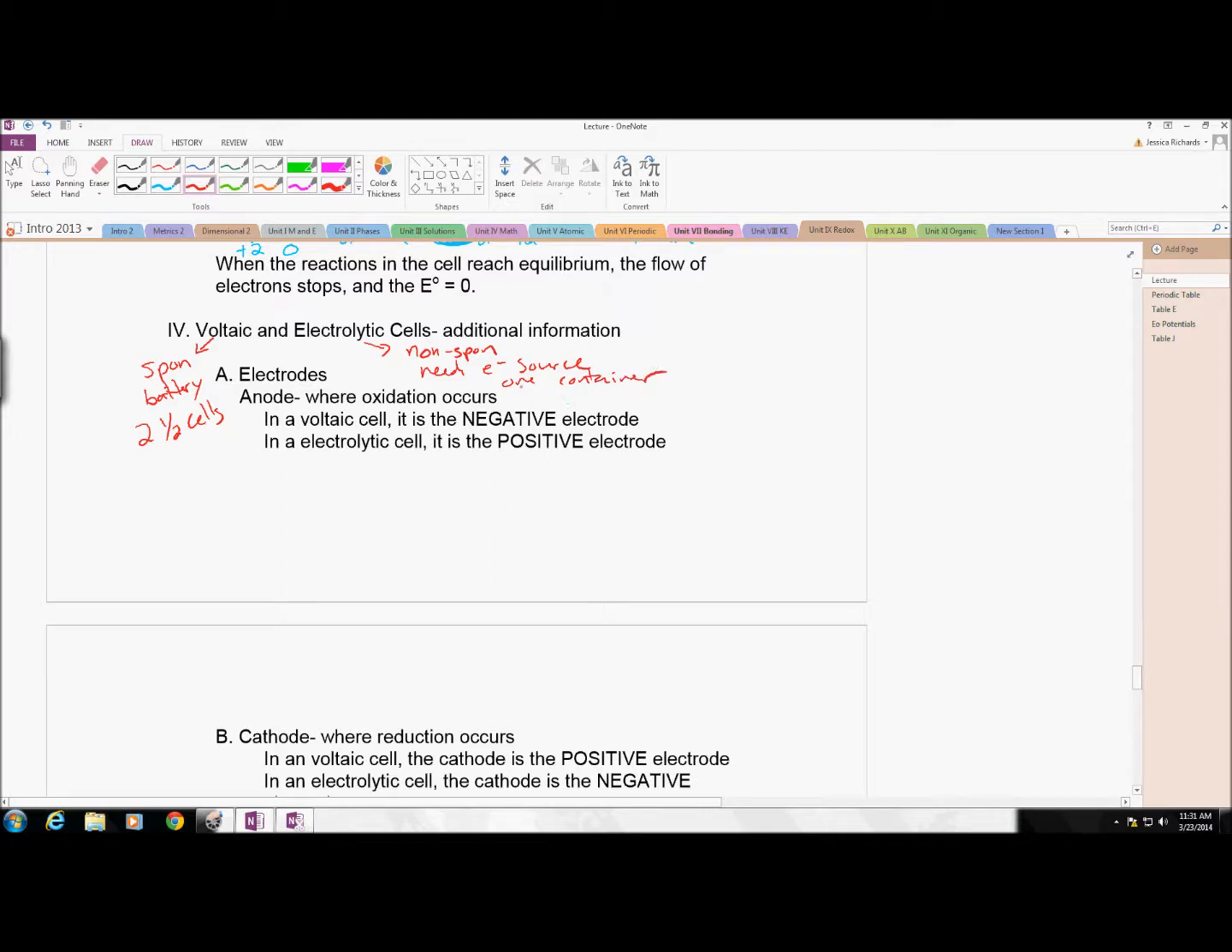There are electrodes in both. One is called the anode, and that's where oxidation happens. The other is called the cathode, that's where reduction happens. An ox, red cat, applies to both voltaic and electrolytic cells. The anode is where oxidation happens, reduction happens at the cathode.